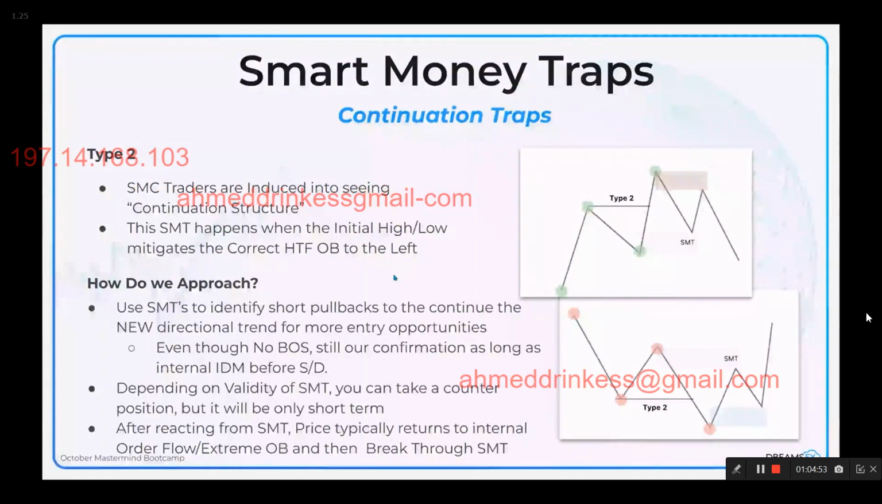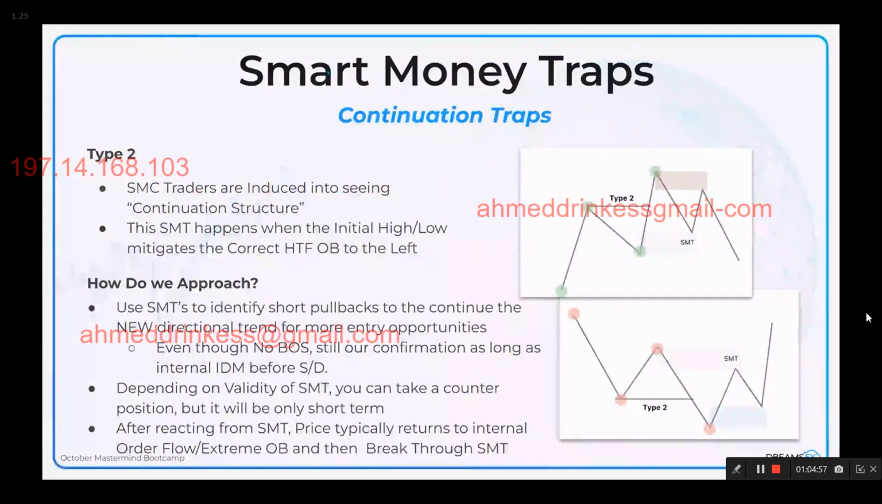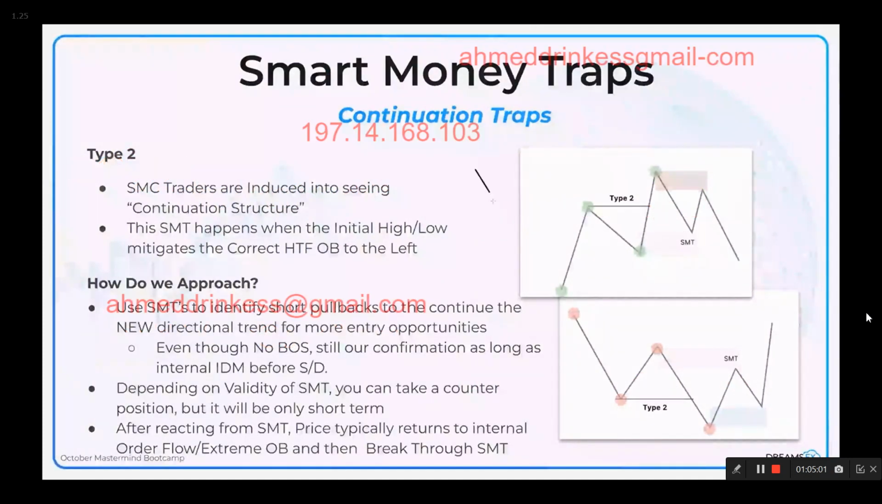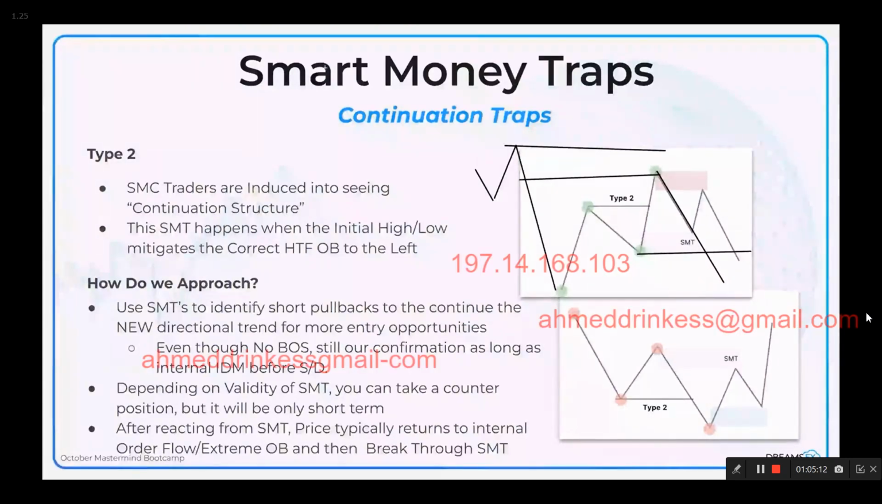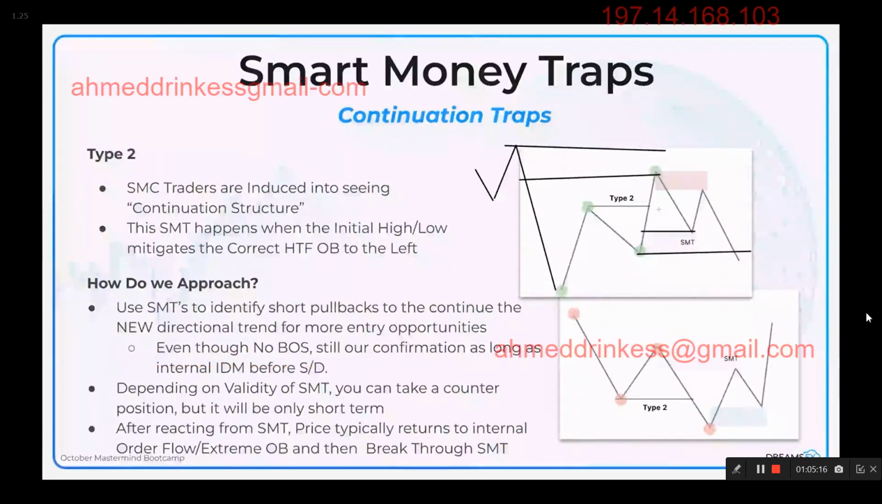We use SMTs again to identify short pullbacks to continue in the new direction. SMC traders, another key point about this, SMC. Oh, here's my order block. Okay, it was mitigated. Now I'm going to wait for my BOS to then enter. You will all the time see, by the time you wait for this BOS to happen, the move is already gone. So what we use is this SMT actually tells us that based on this setup, we're correct.